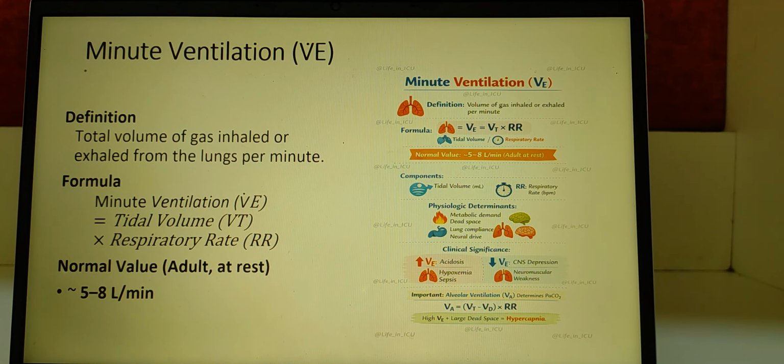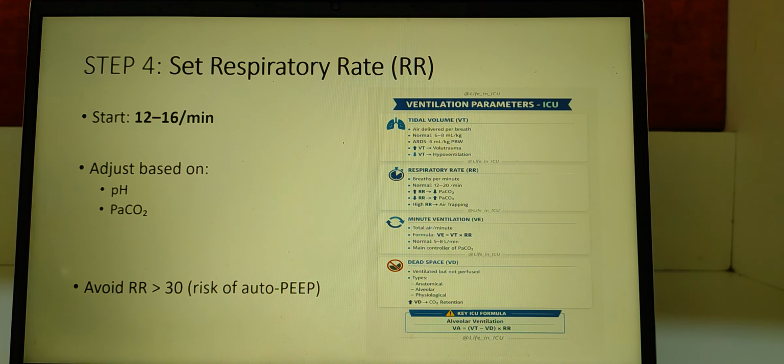Next is the minute ventilation. Minute ventilation is the total volume of gas inhaled or exhaled from the lung per minute. We have the formula for minute ventilation: tidal volume times respiratory rate is minute ventilation. In a normal adult, it is 5 to 8 liters per minute.